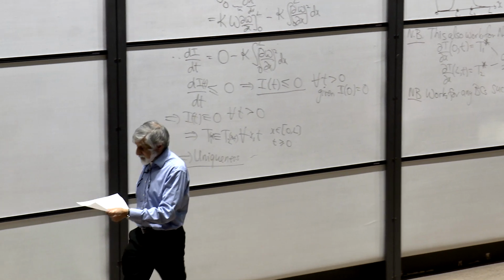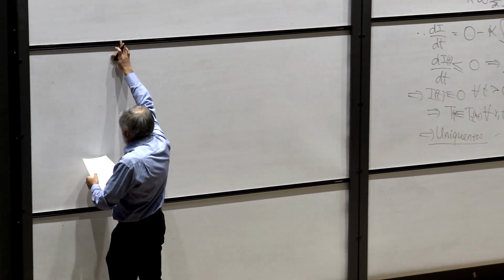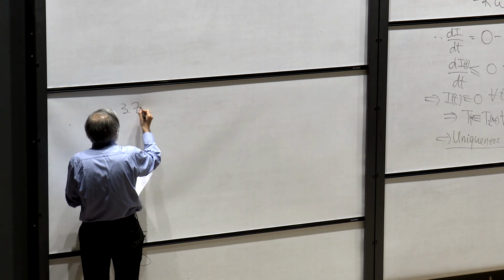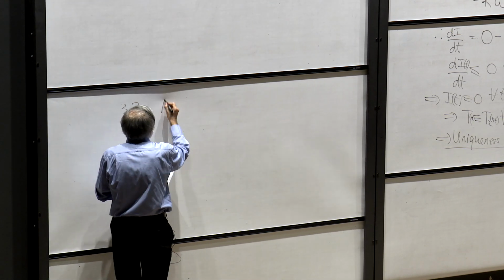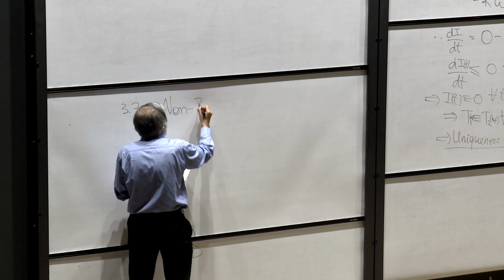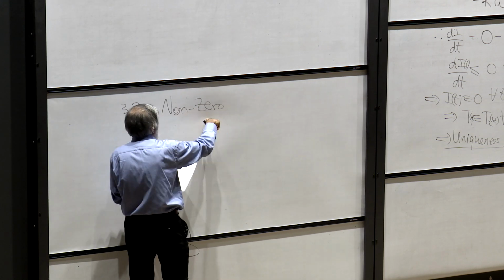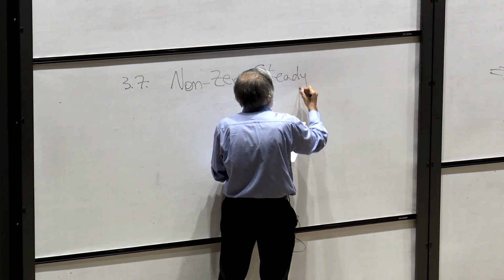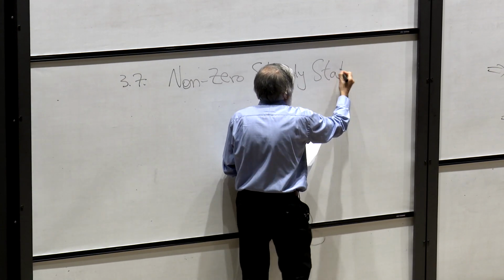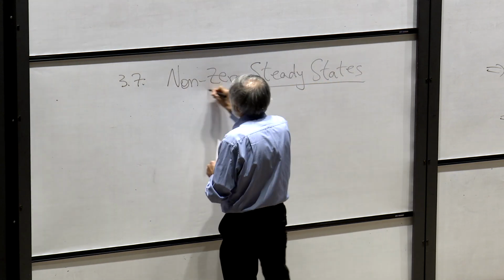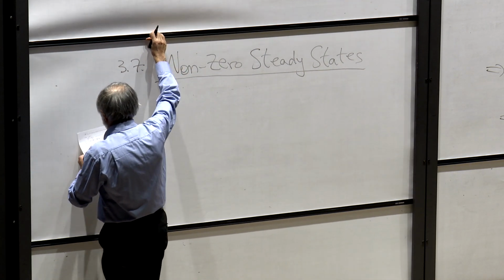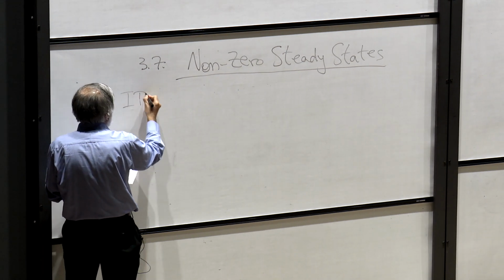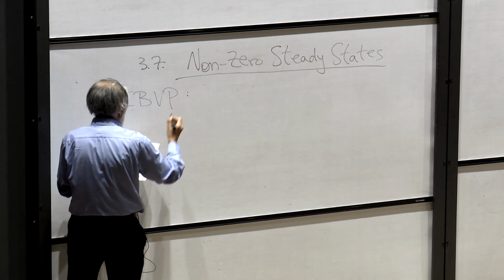Okay, so now we'll move on to what would happen in the system we call, I'll explain what these things mean, non-zero steady states. I'll explain what that means in a few minutes. So suppose we have the following initial boundary value problem.